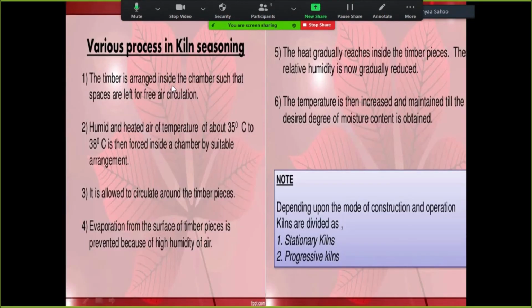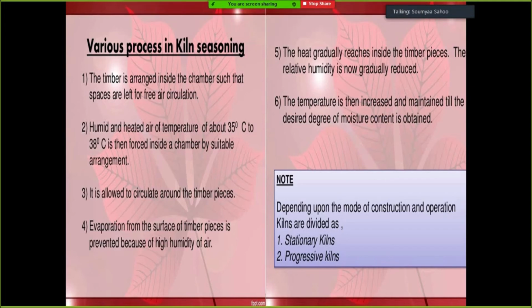So the timber is arranged inside the chamber such that spaces are left for free air circulation. Humid and heated air of temperature about 35 degrees Celsius to 38 degrees Celsius is then forced inside the chamber by suitable arrangement. It is allowed to circulate around the timber pieces. Evaporation from the surface of timber pieces is prevented because of high humidity of air. The heat gradually reaches inside the timber pieces. The relative humidity is now gradually reduced. The temperature is then increased and maintained till the desired degree of moisture content is obtained.